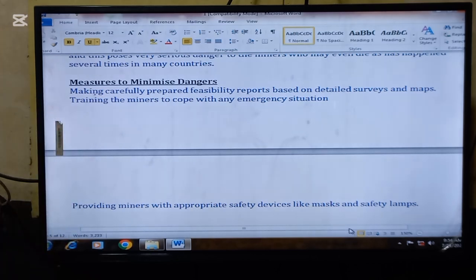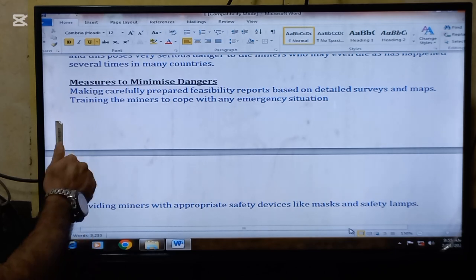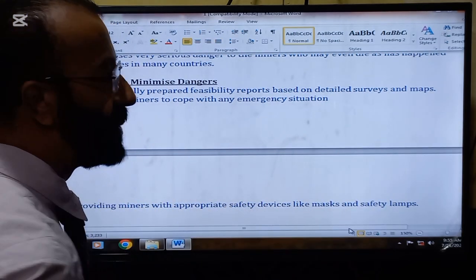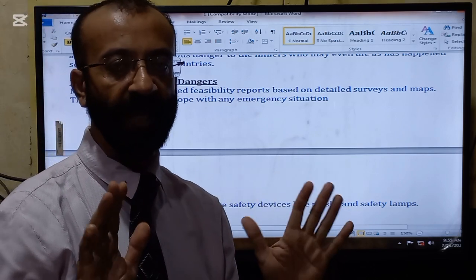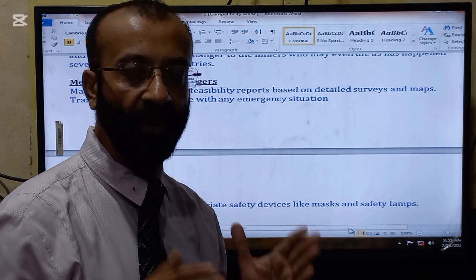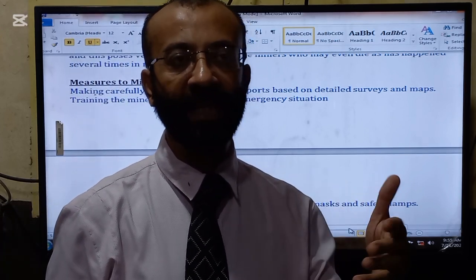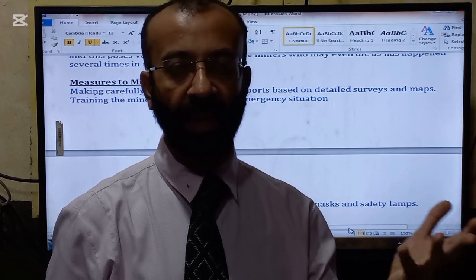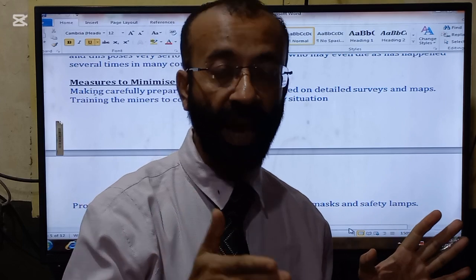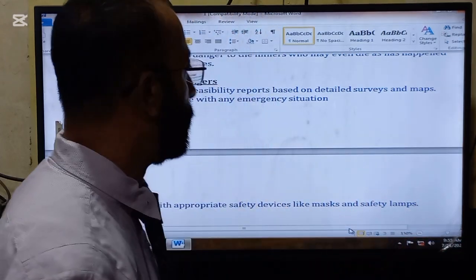The next thing that we are going to read is measures to minimize the dangers. Making a carefully prepared feasibility report based on detailed surveys and maps. The more detailed surveys made, definitely the less danger there will be, because before drilling, everything will be known, what kind of dangers can be faced inside the tunnel. So miners will be well prepared before entering the tunnel. So this is the first way to minimize the danger.